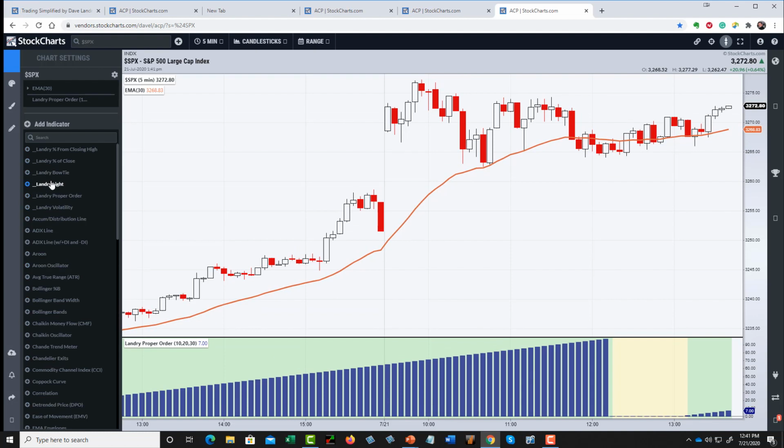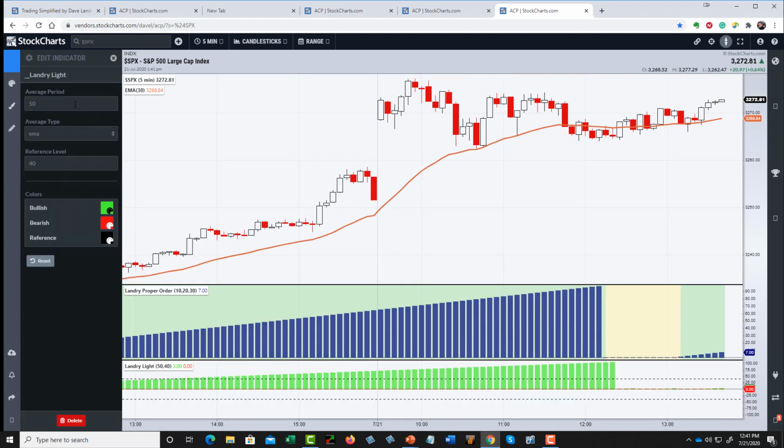let's go ahead and also add in Landry light. We're going to make that 30 periods because that's what I like right now. And we're going to put in the EMA for that. The reference level just tells you how many days it has been in that mode.